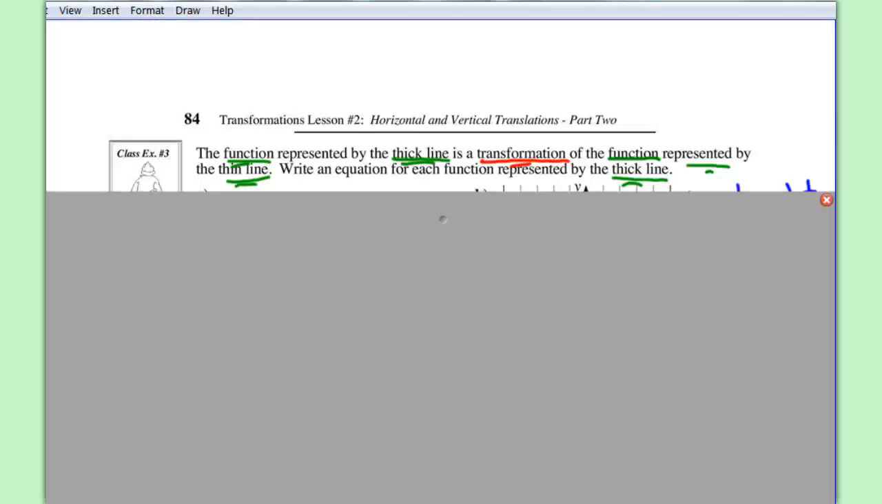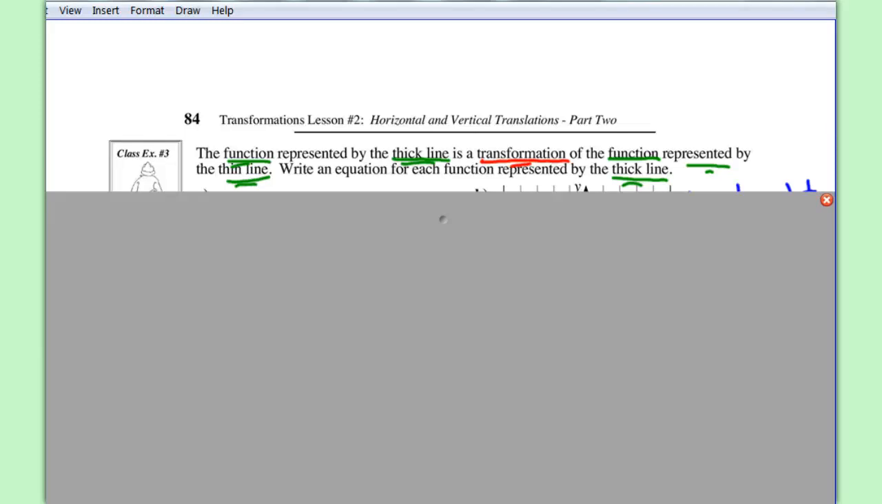So what I'd like you to do here is take the time. First off, as you read it, remember that as it says there, the thick line is the transformation of the thin line. So that's the one that got moved. Write an equation to represent the thick line. So look carefully, what's the basic function? Write the transformations, right? Write the replacements for it, and then write the equation, right?